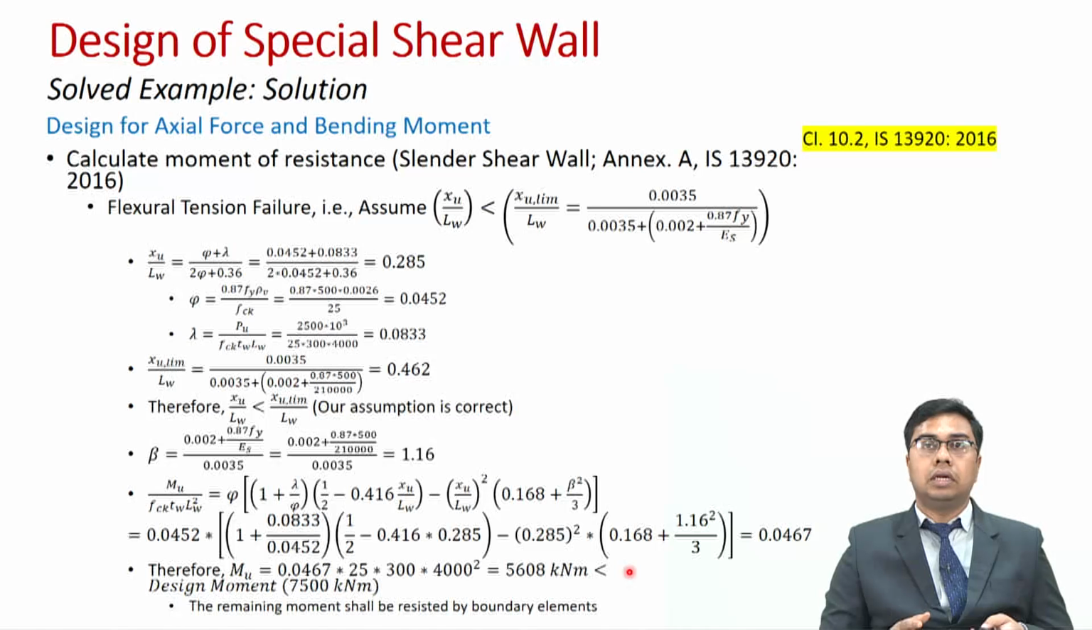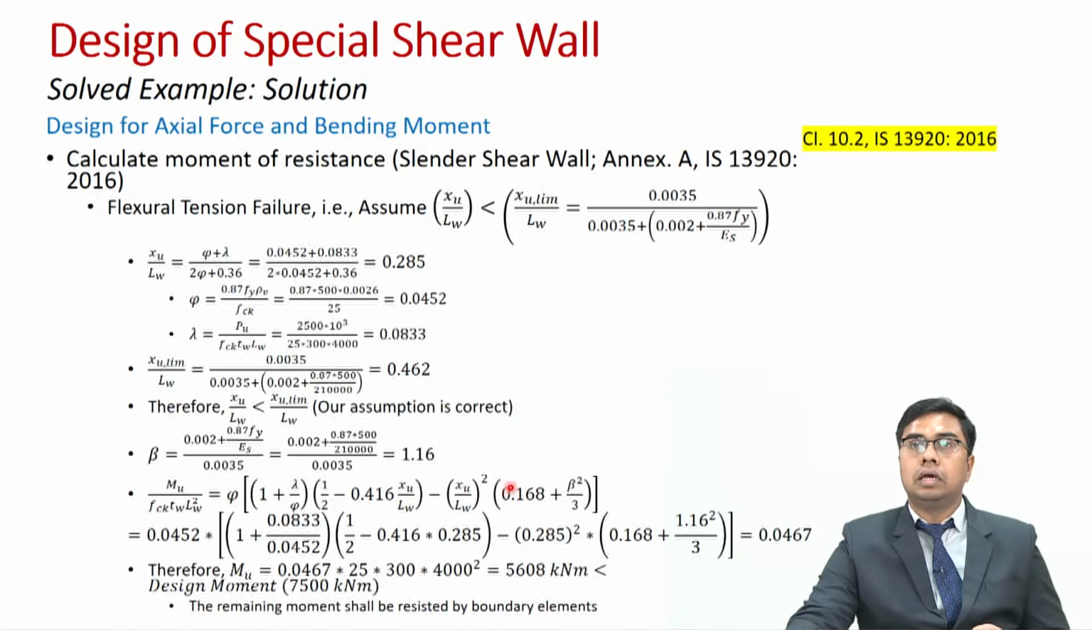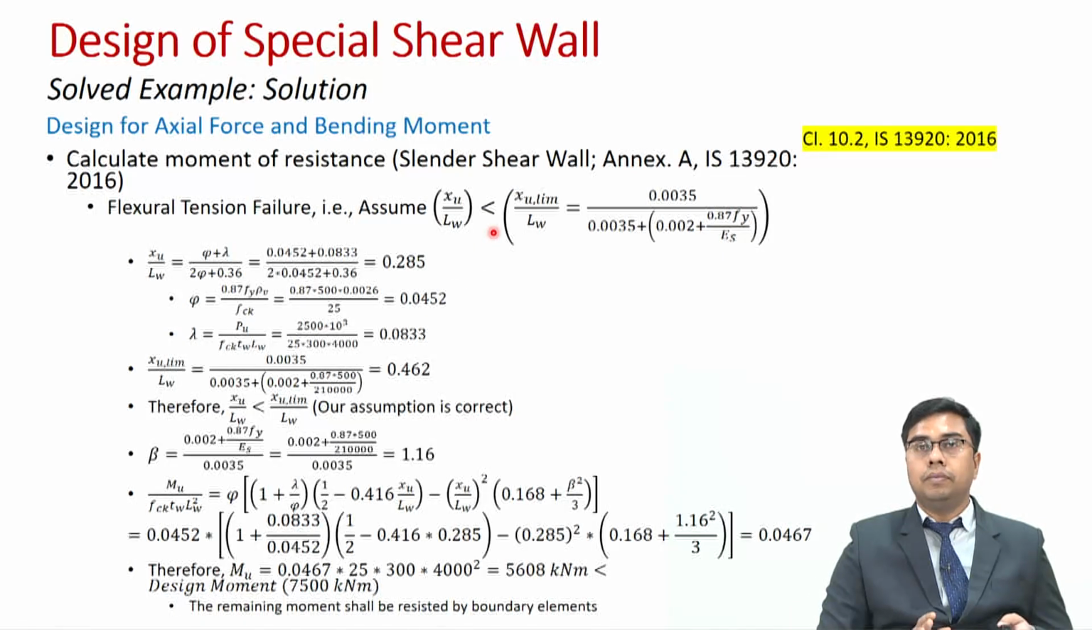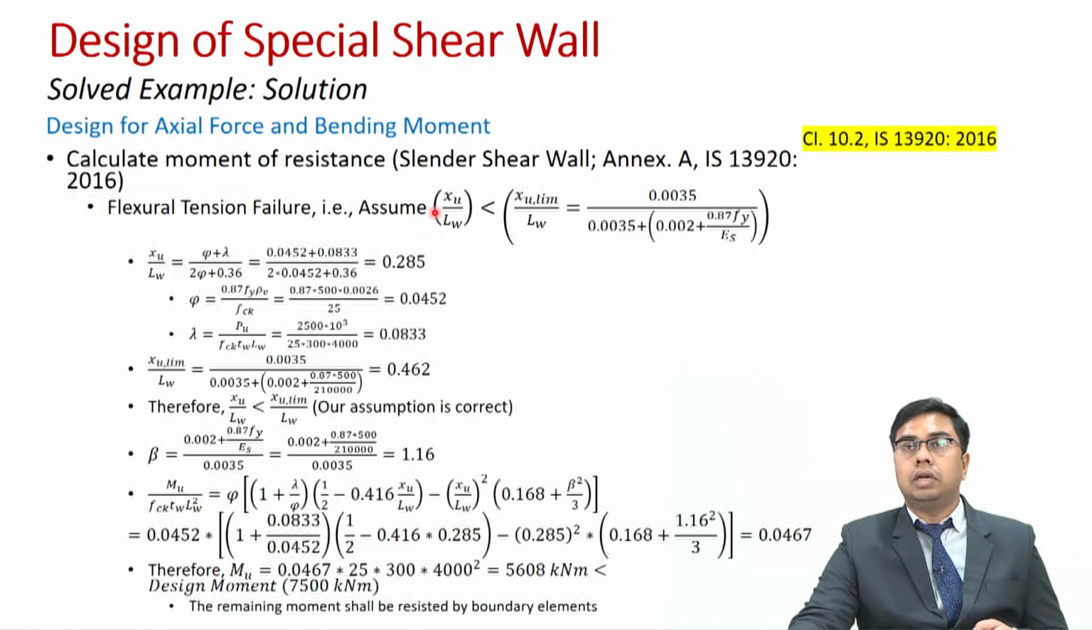One of them is flexural tension failure and another is flexural compression failure. We all know that flexural tension failure is a far more ductile mode of failure than flexural compression failure. In flexural tension failure, the steel on the tension side of the wall fails much before the concrete on the extreme compression fiber fails by crushing. So here the depth of the neutral axis will be lower than the limiting neutral axis depth.